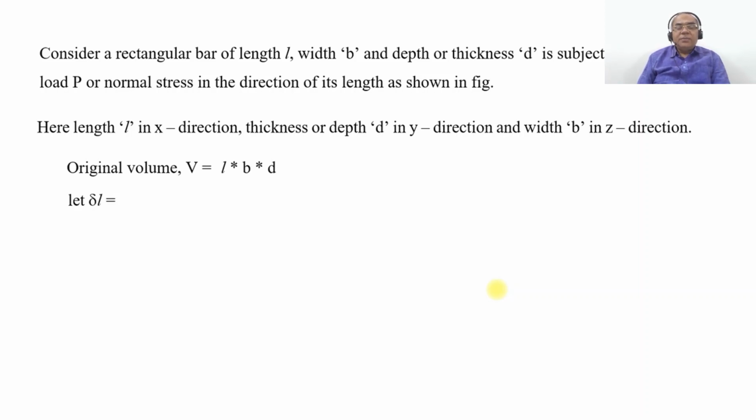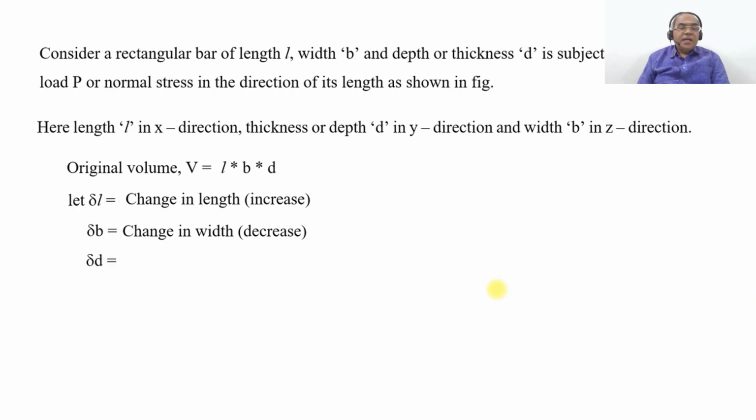Let delta L be the change in length, which increases, because the direction of loading is along the length. Delta b is the decrease in width, that is the change in width. And delta d is again the change in thickness or depth, which is again a decrease.